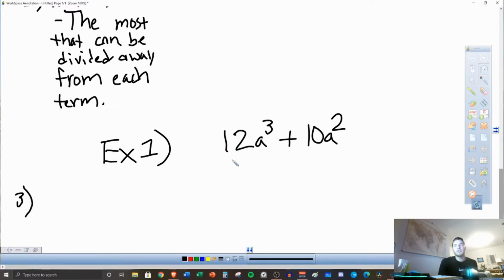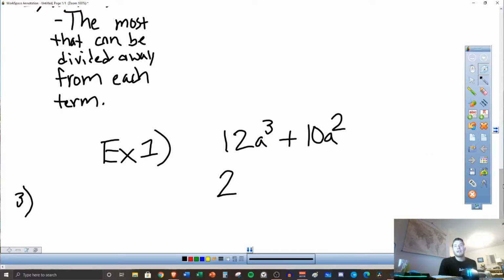So what is the GCF of 12 and 10? That's what you need to think about. So when you're at home thinking, okay, what numbers go into this? 12 and 10. Well, obviously 2 works, but does any other number work? 5 goes into 10, but not 12, so it looks like it's gonna be 2, okay?